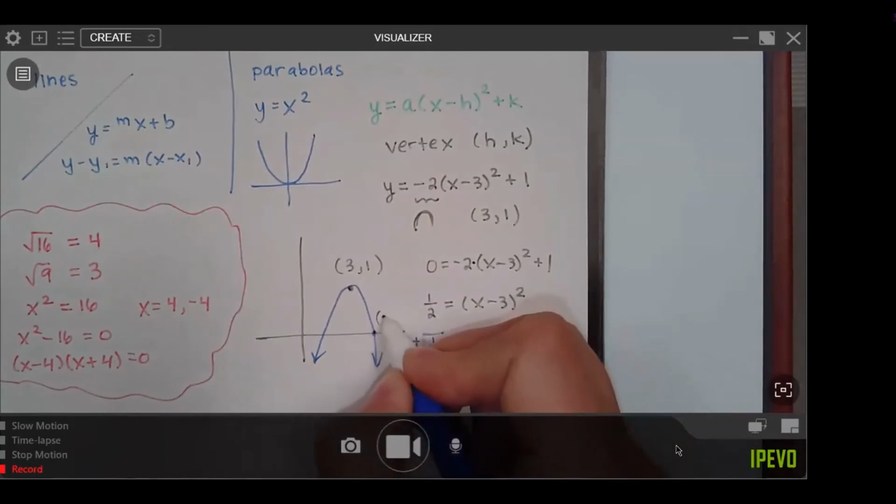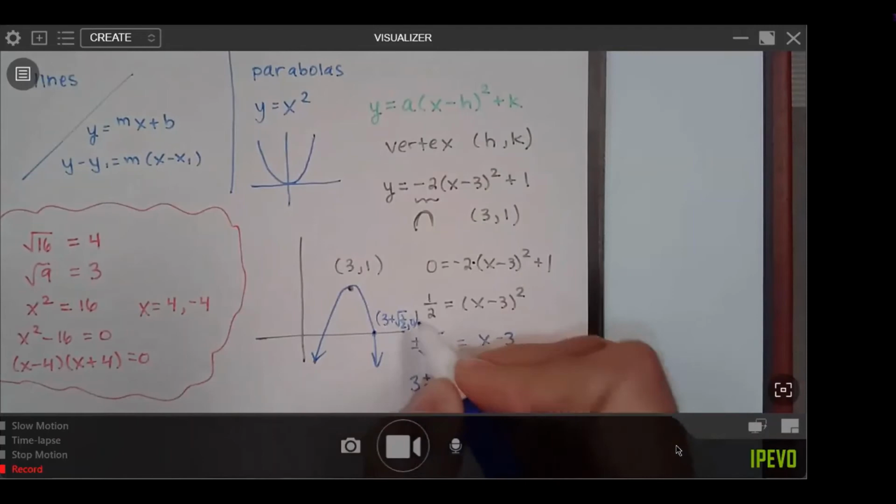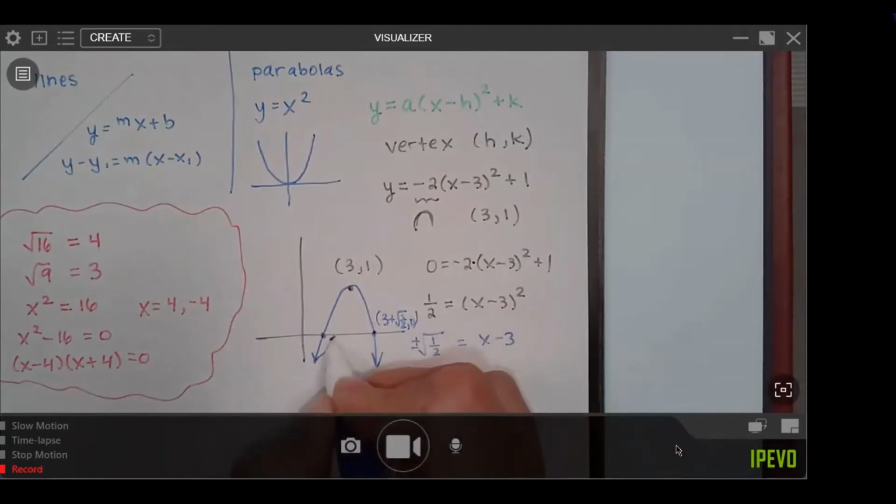And then just label it as 3 plus the square root of 1/2, comma 0. Gosh, this is getting tight. And 3 minus the square root of 1/2, comma 0.